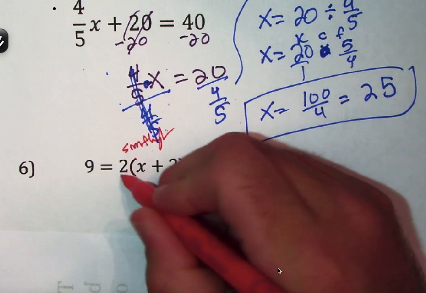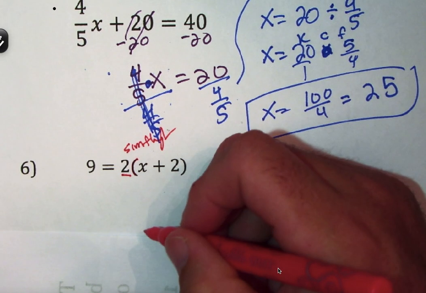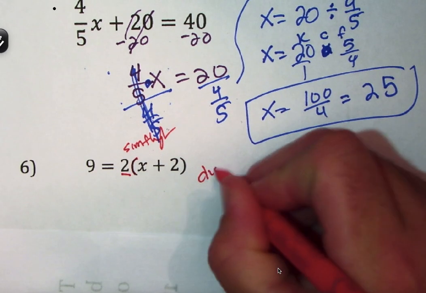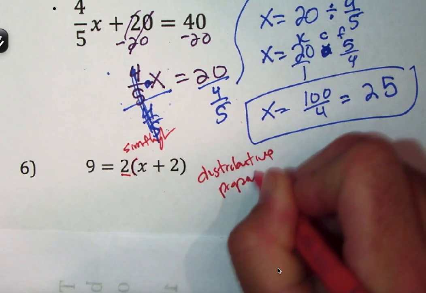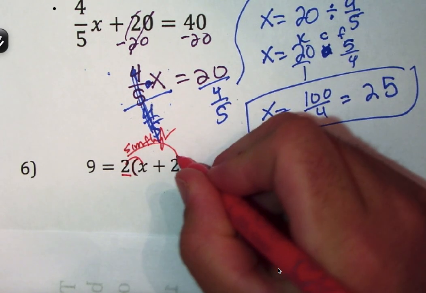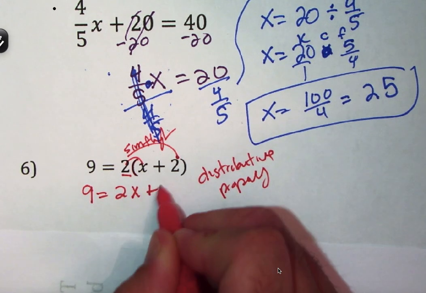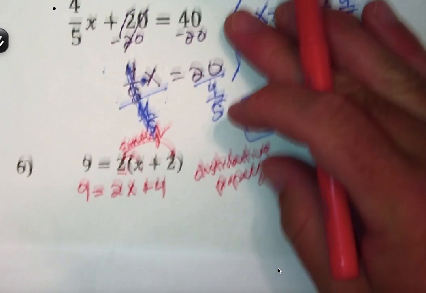If you have a number outside the parentheses, there's a property we can use to make it a little simpler. Yeah, exactly. Distributive property. So we're going to distribute the 2. You get 9 equals 2x plus 4. It's 2 times x and 2 times 2. So we're there.